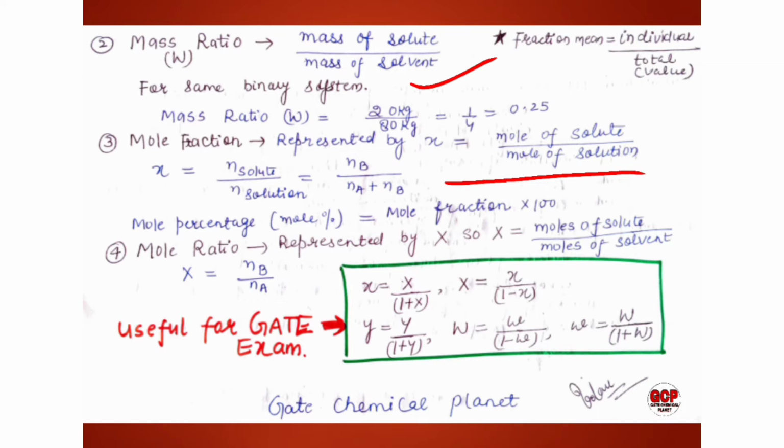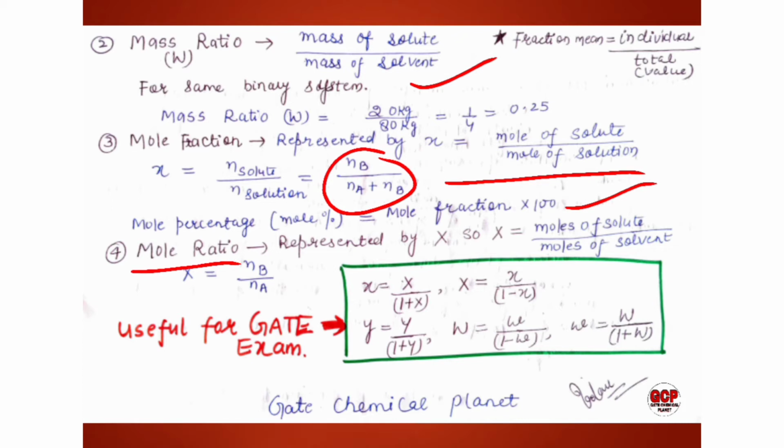So therefore the value of mole fraction x equals Nb divided by Na plus Nb. Okay, so we can also calculate mole percentage. If we multiply the value of mole fraction by 100, we will get the mole percentage. Okay, so now we will come to mole ratio. So now we will discuss mole ratio.